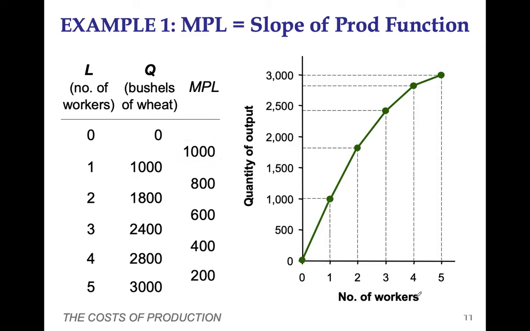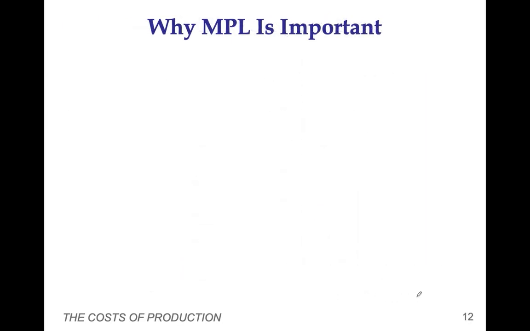See, the slope is at first 1,000, then it is 800, then with the third worker it becomes 600, the fourth worker 400, and then the fifth worker 200. So the MPL, the marginal product, represents the slope of the production function. Why is MPL important?